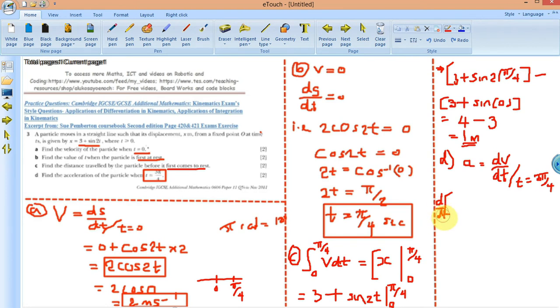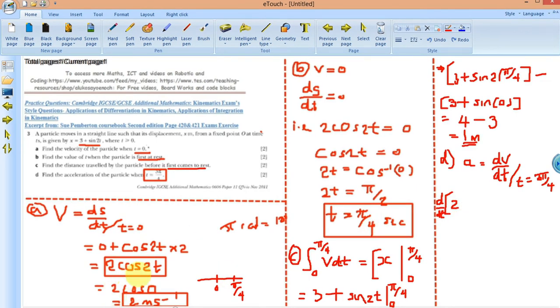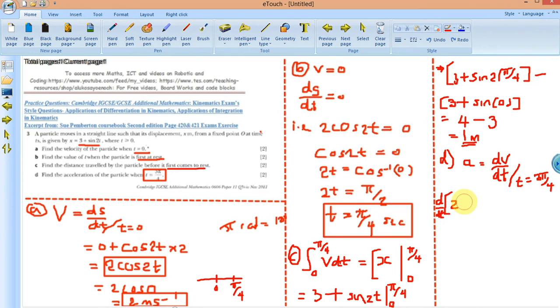So now I want to differentiate velocity. So what is the function? Let me just write it there: d over dt of the function. Velocity is actually 2 cos 2t. So that's what I want to differentiate. So let's go ahead and do that. Then you can open your brackets.